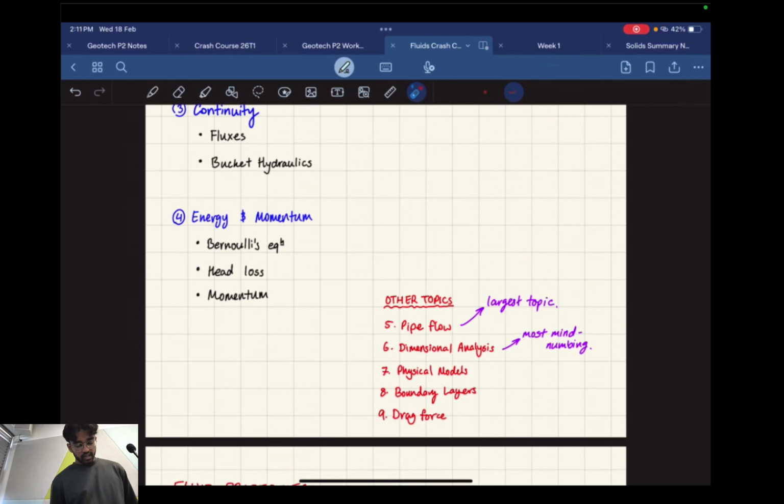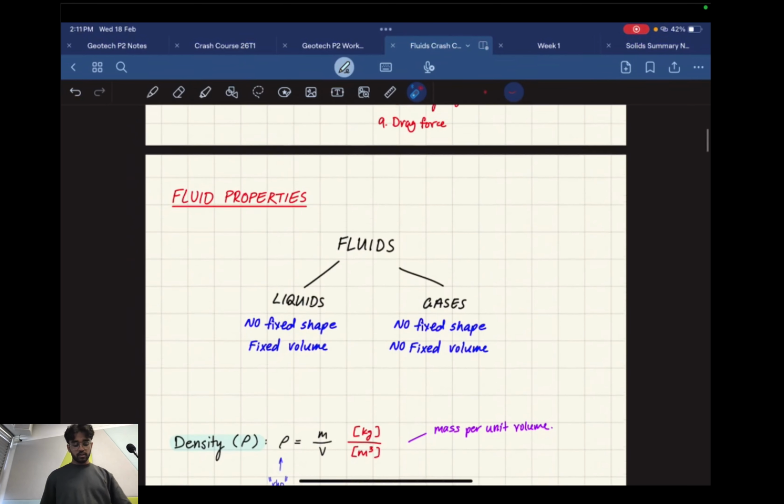A physical model builds from dimensional analysis. Boundary layers and drag force, they're pretty chill. They're pretty small topics. Okay, cool. So that's pretty much a rundown of the whole course. I guess we'll jump straight into fluid properties.